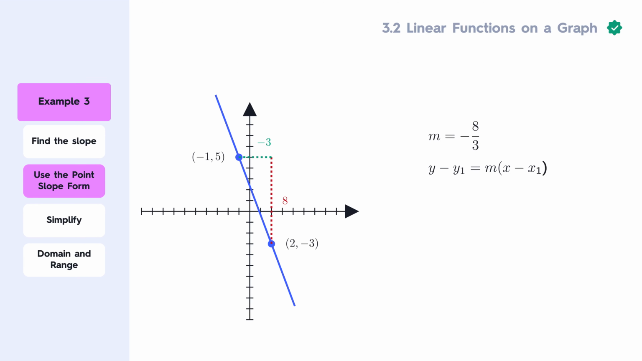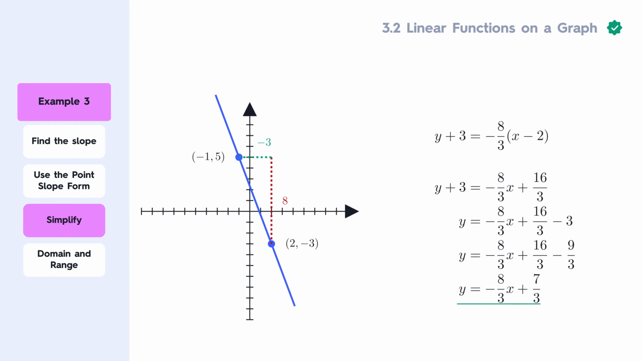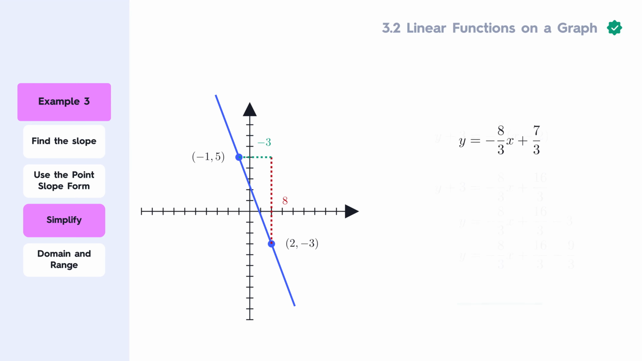Next, we'll use the point-slope form of a line to find the equation. Let's use the point, 2, minus 3, and the slope negative 8/3. Now, let's simplify the equation to slope-intercept form. First, distribute the negative 8/3 on the right-hand side. Next, subtract 3 from both sides to isolate y. We'll convert 3 into thirds and simplify. So, the equation of the line is y equals negative 8/3 x plus 7/3.